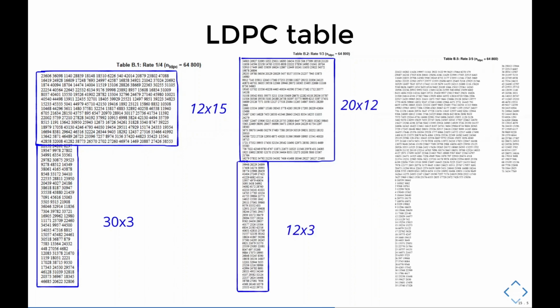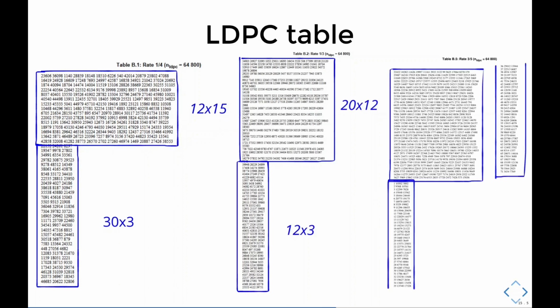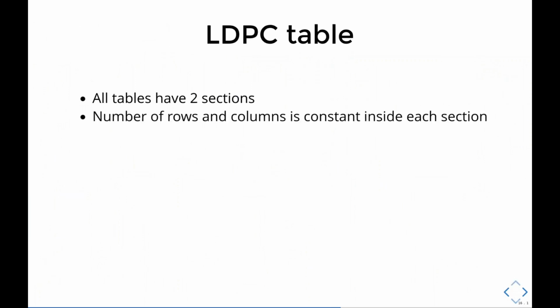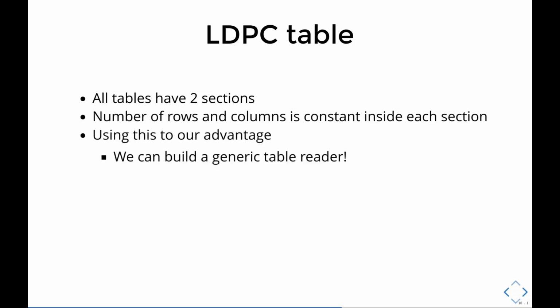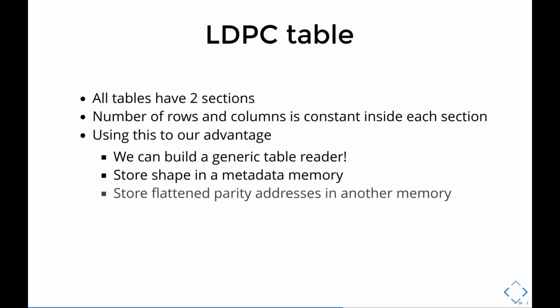The next table is the same pattern, and 2 sections, 36 by 12 at the top and 72 by 3 at the bottom. And in fact, all tables have 2 sections, and the number of rows and columns within each section is constant. And we can use this to our advantage and build a generic table reader that reads the shape of each table from one memory and the actual table data from another memory. And this is going to help with efficient resource usage.